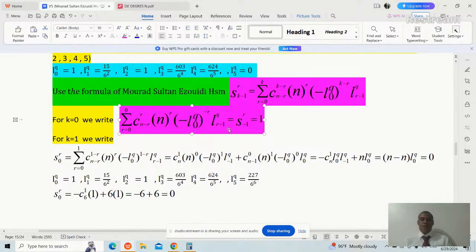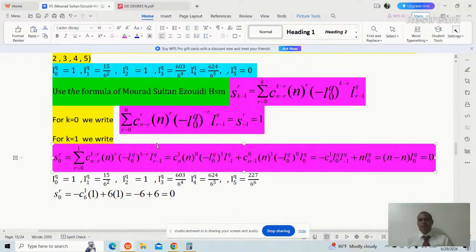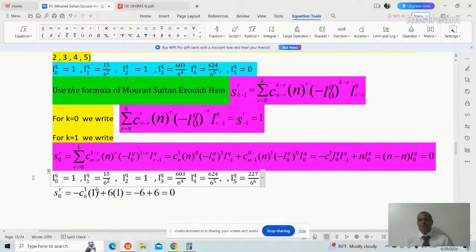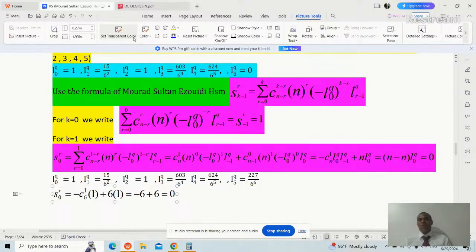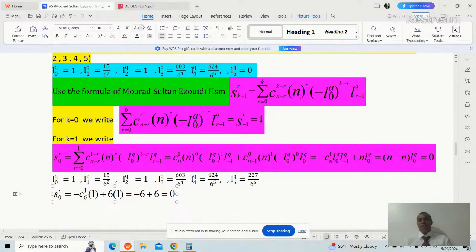When k equal 0, it will be S0 minus 1, which is S minus 1. All the sum of this is equal to 1. Okay, this is by convention. Now learners, I will continue. I will try to find the value of S0. It's clear for you that it is 0. We told before it's 0.